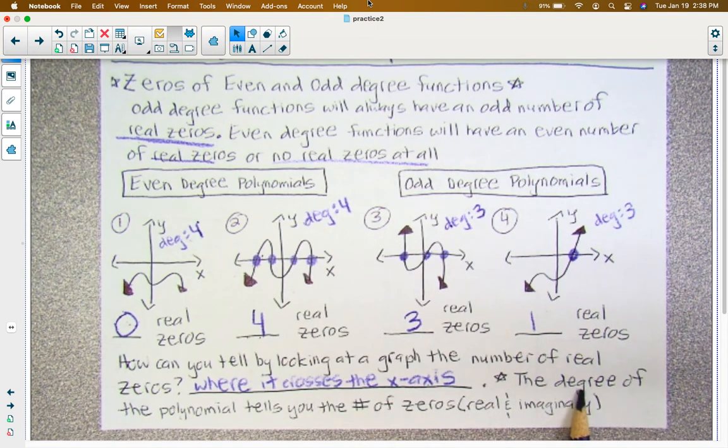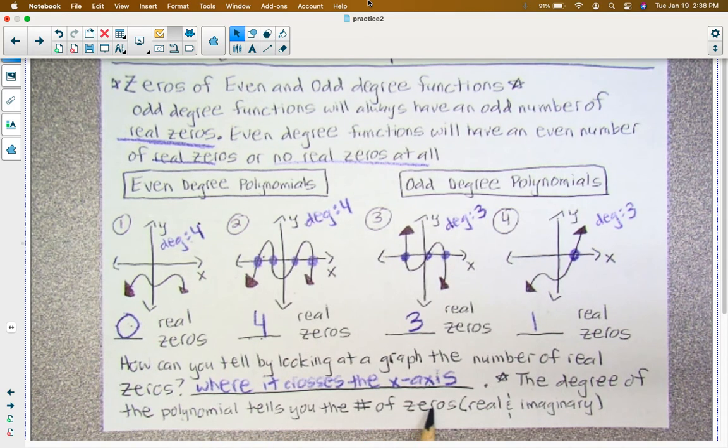Your degree, which is your highest exponent for the polynomial, tells you the number of zeros, which are real and imaginary. So the degree of the polynomial tells you the number of zeros, real and imaginary. So if your degree is 5, and there's 3 real zeros, then we know the total we're looking for is 5. If I take away 3 from 5, that's going to give me 2. But that's coming up in another video if you didn't get it right there. But these 2 notes down here at the bottom are very important.